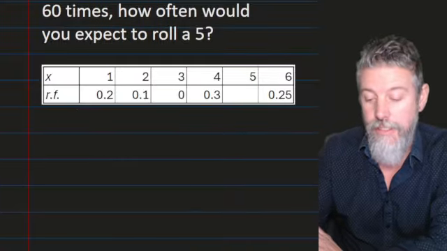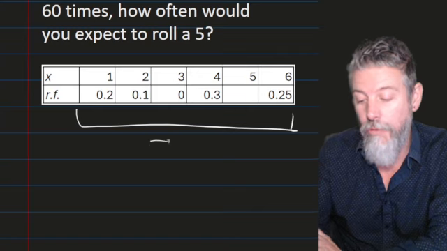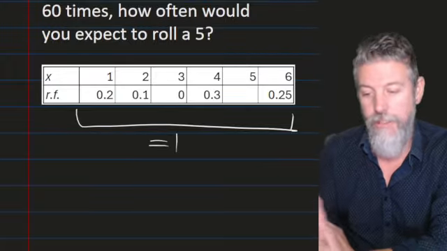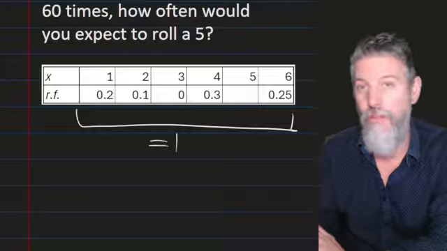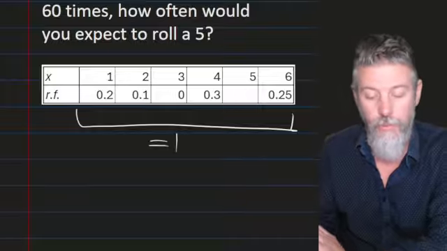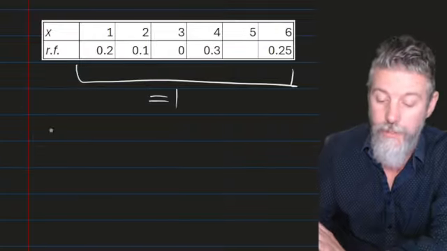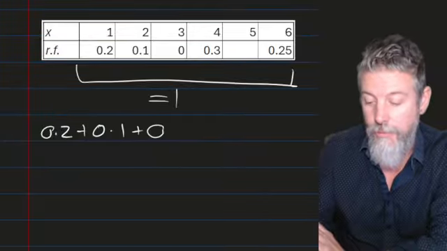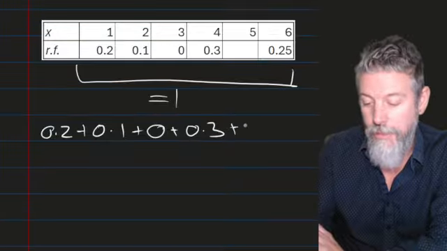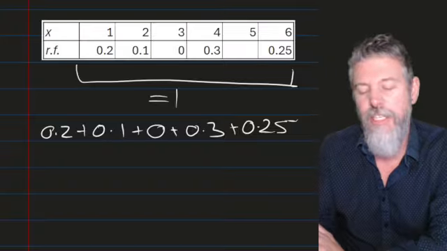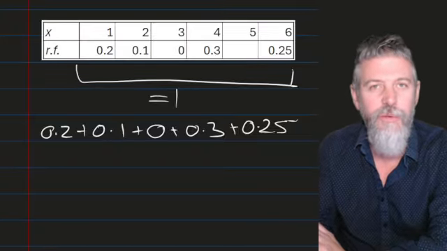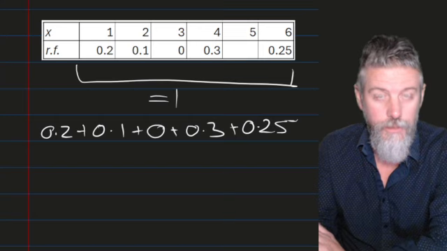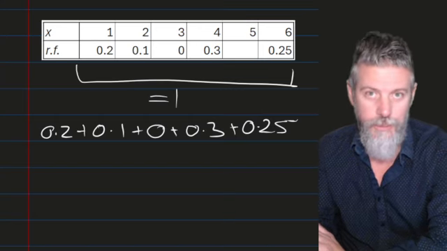Well, the reason is that you have to know that the sum of all the probabilities is equal to 1. Of course it is. The only outcome you could get is one of the outcomes of the dice. So if it's not the other ones, it has to be the 5 that we're looking for. So let's find out what the relative frequency total is of the others. 0.2 plus 0.1 plus 0 plus 0.3 plus 0.25. How do you do that in your head? Do you do it in order? I don't. I like to start with the big ones first. So 0.3 plus 0.25 is 0.55, plus 0.2 is 0.75, plus 0.1 is 0.85.